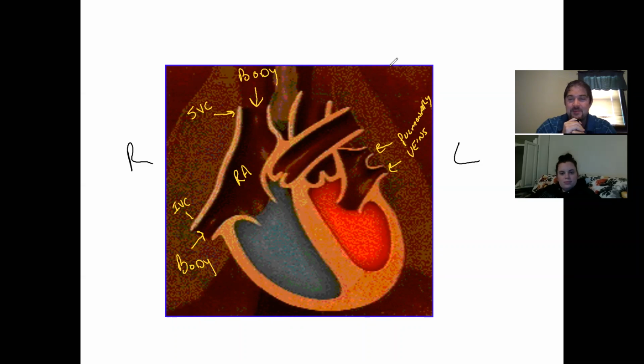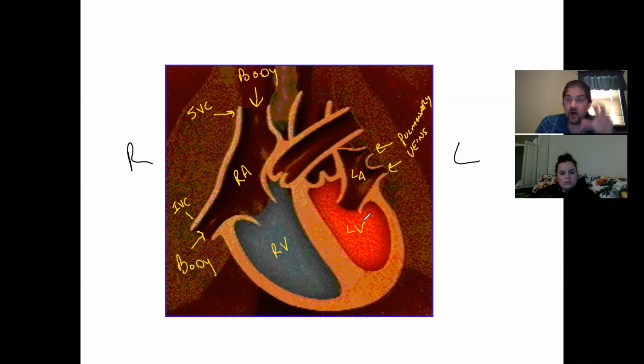Because somebody made a simple mistake of right or left. It's always the patient's right and the patient's left. So when you're looking at the heart, the right side is actually over on the left side of your screen. And so this is the right atrium. This is called the right ventricle. Over here is the left atrium and the left ventricle.